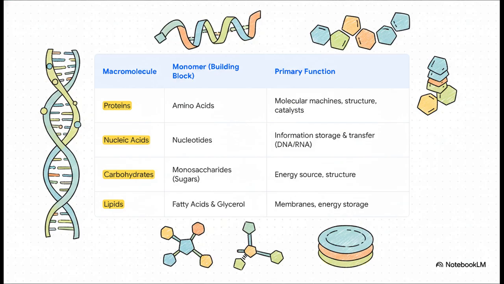You've got proteins, which are like the little machines of the cell built from amino acids. Then there are nucleic acids. You know them as DNA and RNA. They're all about information. Carbohydrates, that's your go-to energy source. And finally, lipids, which are crucial for building membranes and storing energy for the long haul. Each one has a totally distinct job, but they're all absolutely vital.